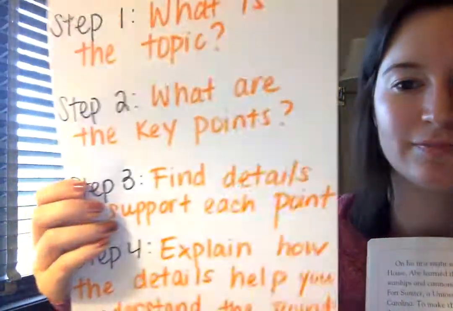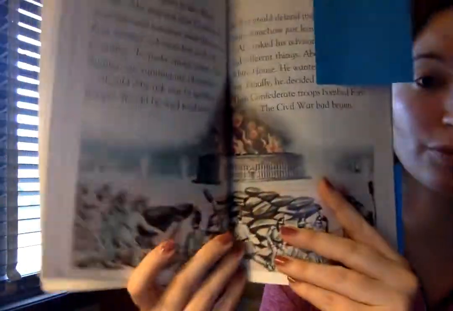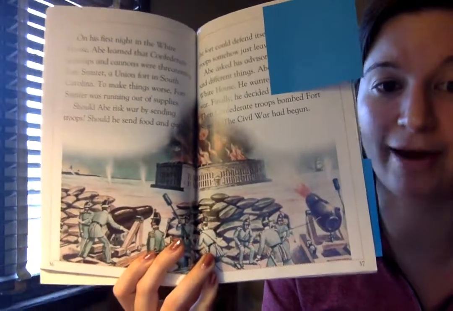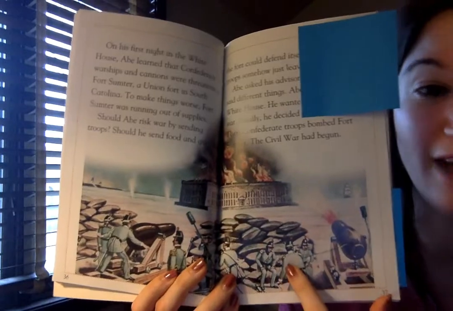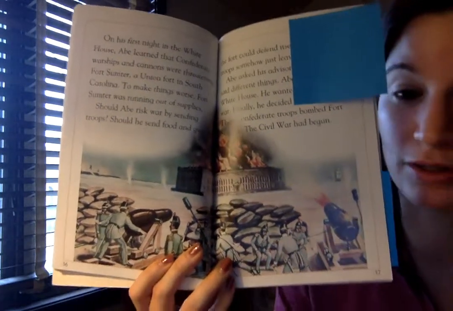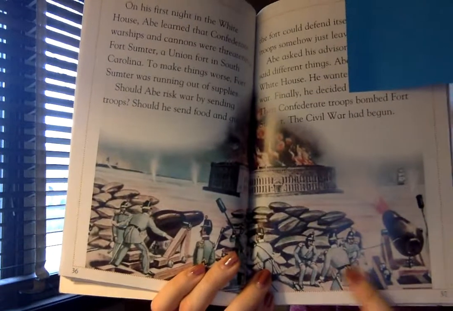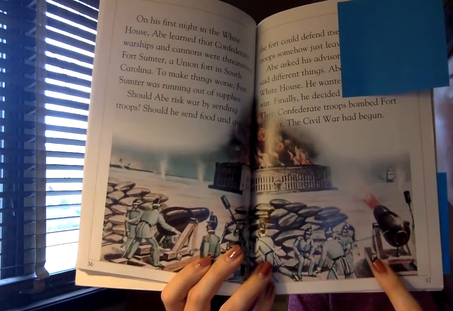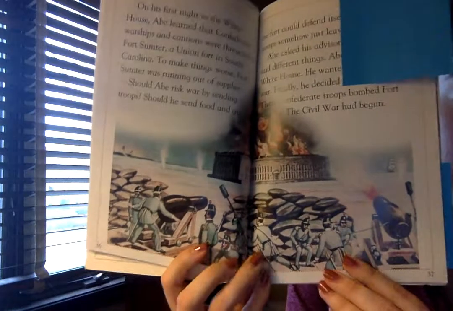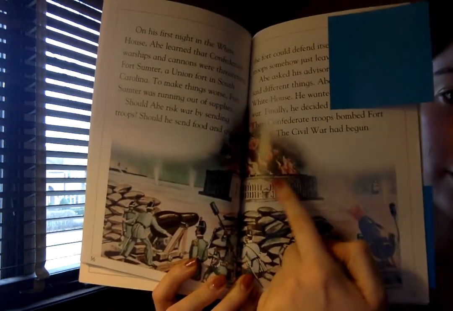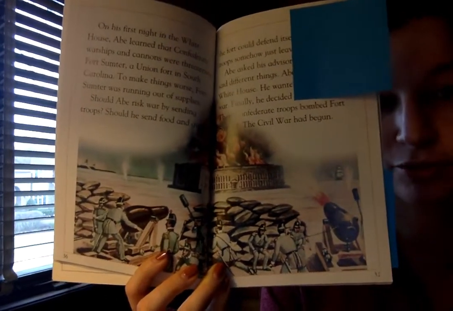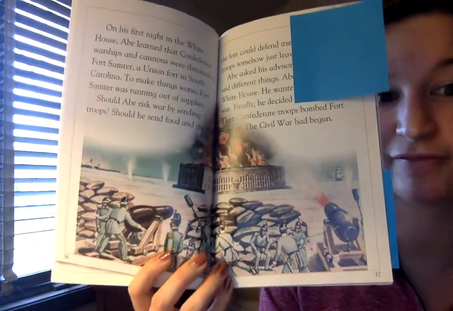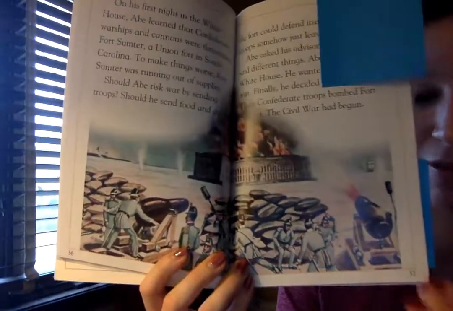Step number 3 says, find details that support each point. So the details in this picture that support the point that Abe tried to use his power as president to end slavery is the fact that in this picture the South is bombing one of the forts in the North. So right here in this picture, we can see that these are people from the South, and they are bombing a fort in the North, Fort Sumter, because they are trying to start a war. They're trying to start a war because they don't believe in slavery, and they don't believe that Abraham Lincoln should be telling them that they need to be ending slavery.